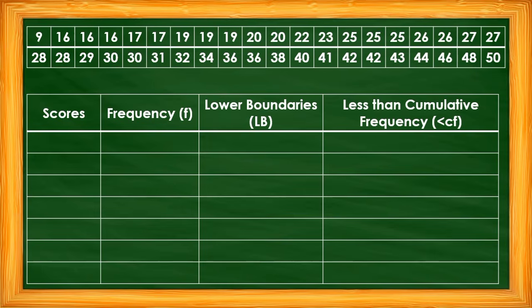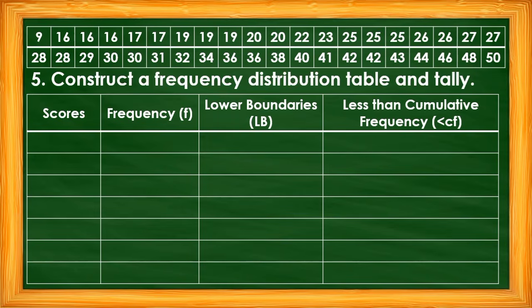So, next, construct a frequency distribution table and tally. Okay, so ang usually sinusulat natin sa pinakaibaba is yung interval, which is 7. And then yung n naman natin dito is 40. Okay, so dito sa LB, sa pinakaibaba, walang sinusulat naman. As well as yung sa less than cumulative frequency.